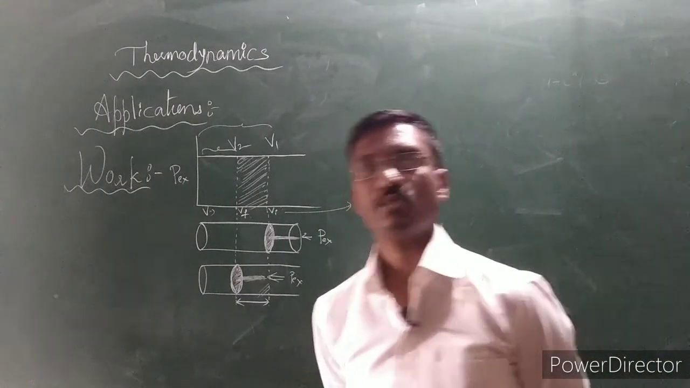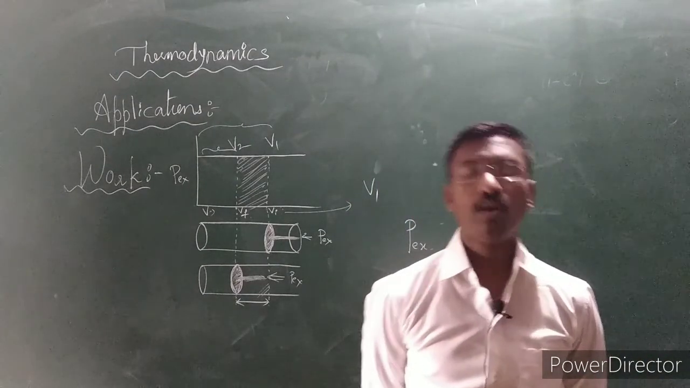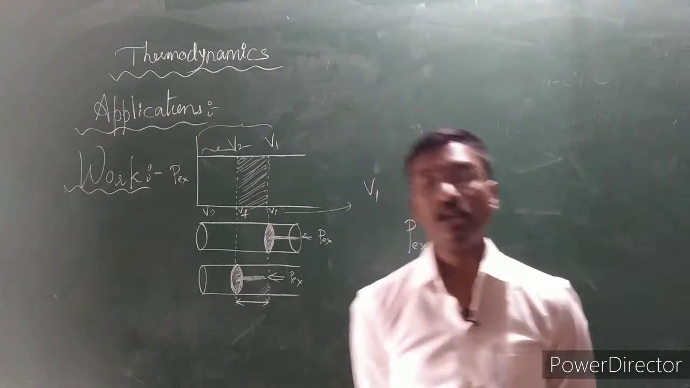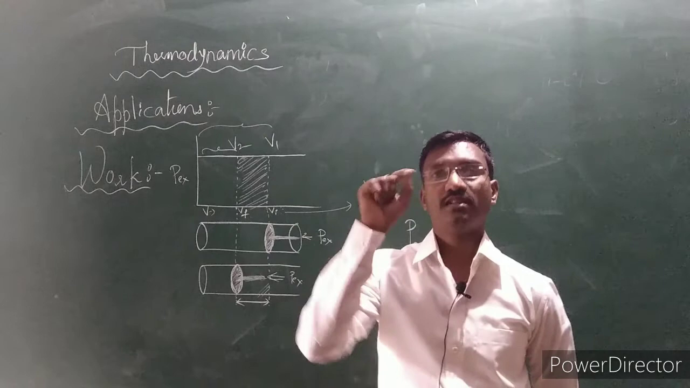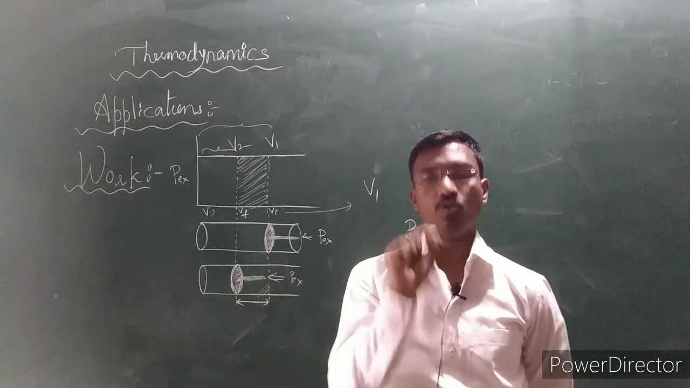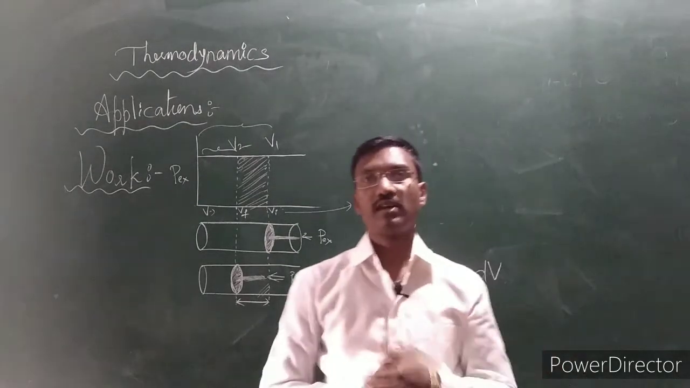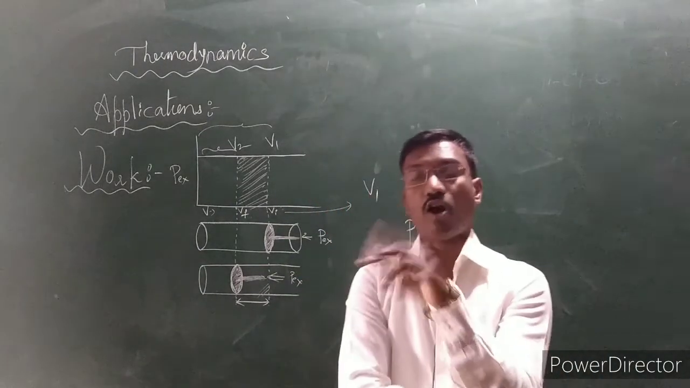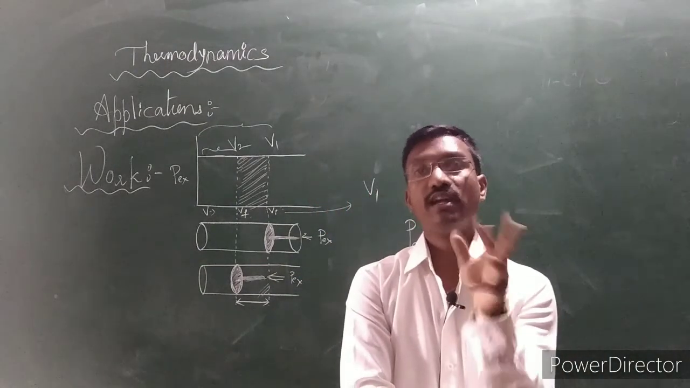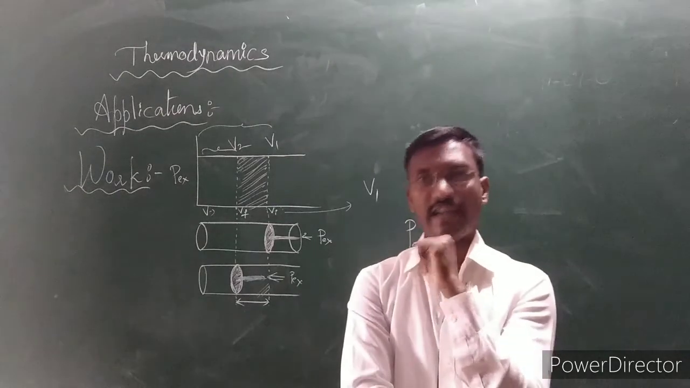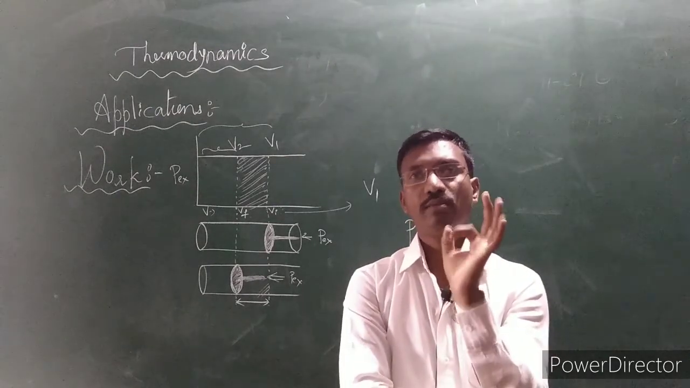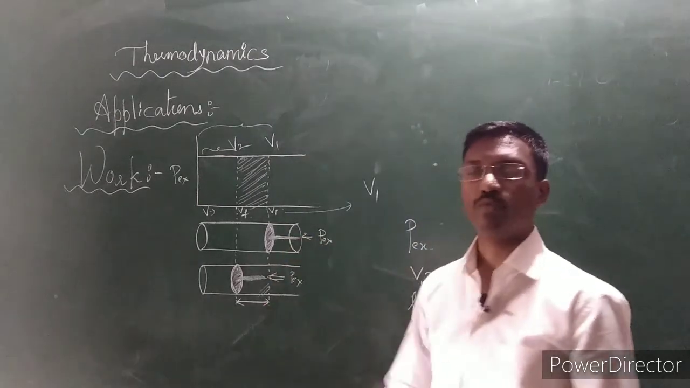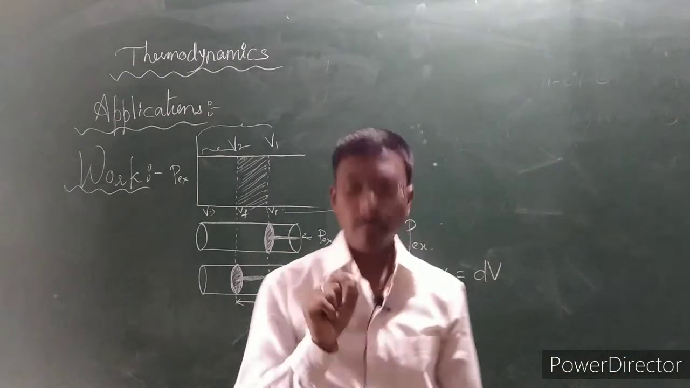Work done on the system, what happens? As I told you, work done on the system means the work done should be positive. Why? Because in the class last Monday I told you that work done on the system is positive, and work done by the system is negative. For that reason, remember, work done is on the system, so we have to calculate the work done as positive.